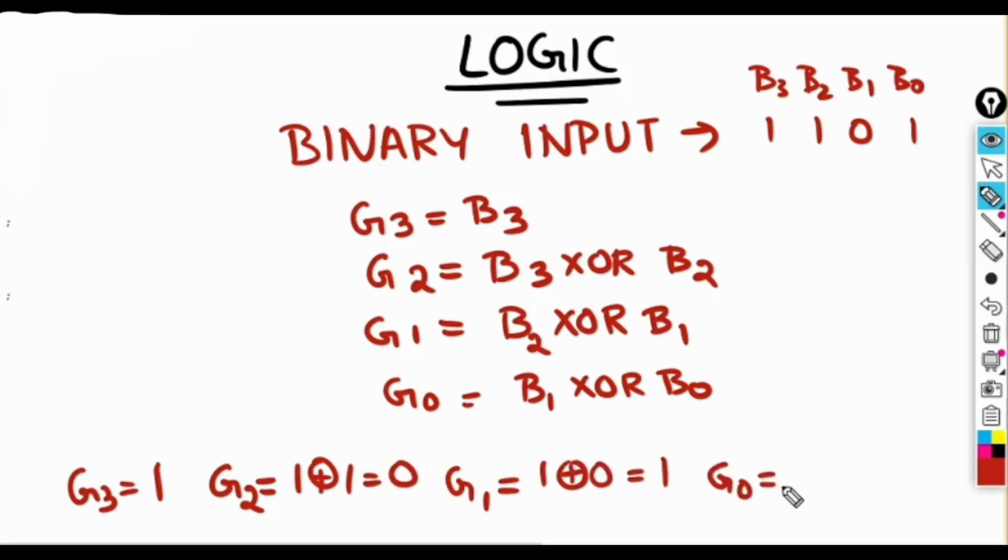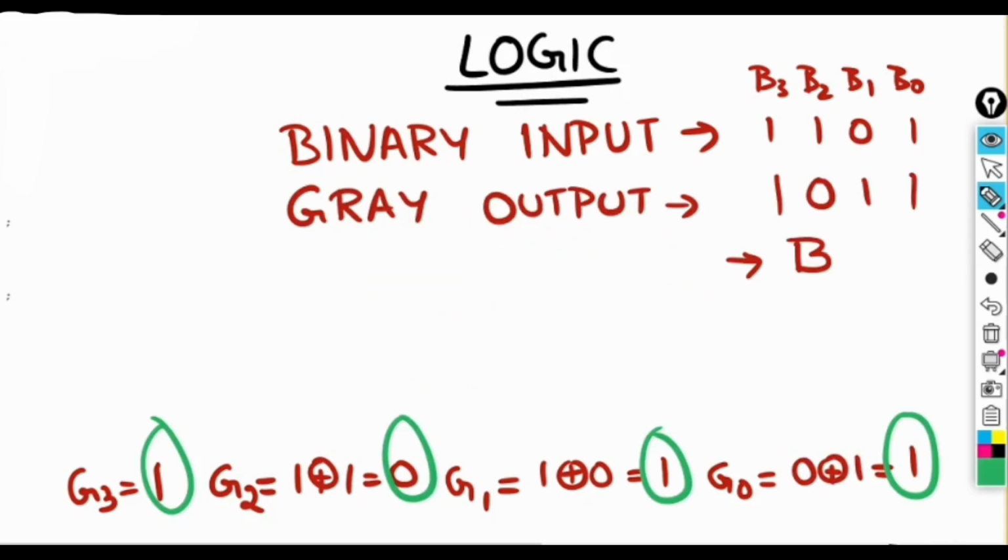Next we calculate G0. Here again we XOR B1 and B0. So the result is 1. In this way we obtain the final gray code which is 1011. So binary 1101 corresponds to gray code 1011.